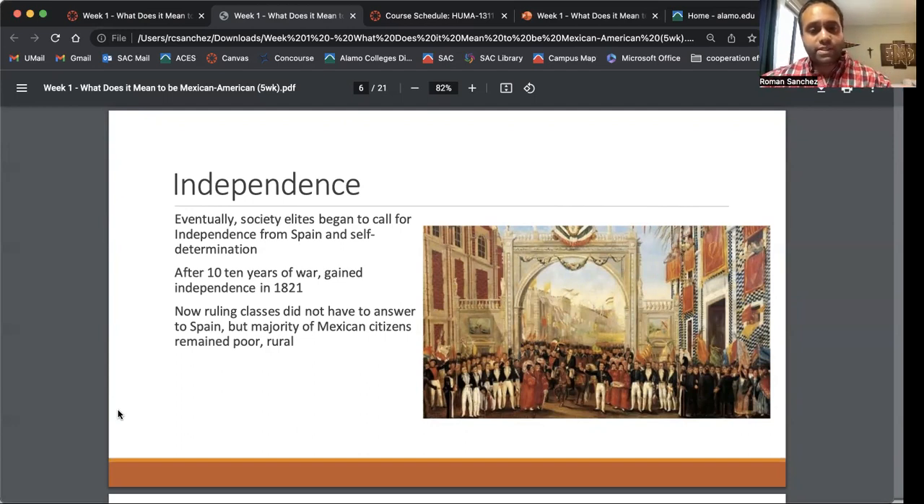Now the ruling classes didn't have to answer to Spain, but that didn't apply to the majority of Mexican citizens who were poor, rural, or indigenous, still maintaining those life practices. But now there was this new nationhood, being Mexican.